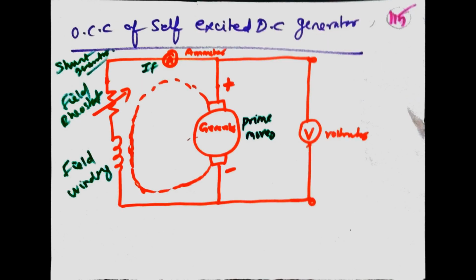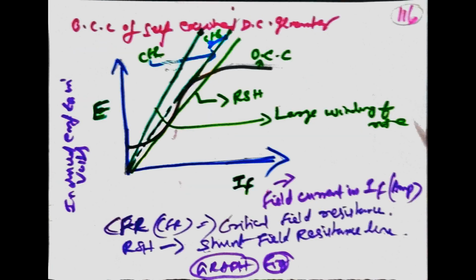OCC of self-excited DC generator. The circuit is shown in the figure. The generator is connected to an ammeter, a voltmeter, and a field resistor that changes the resistance in the field winding. The voltage is obtained from the voltmeter reading and the field current IF is obtained from the ammeter reading. Resistance is changed using the field resistor.